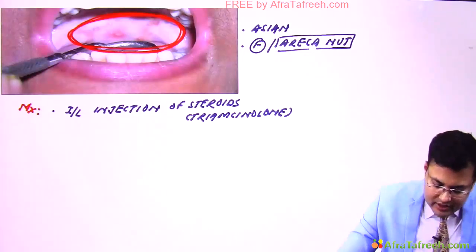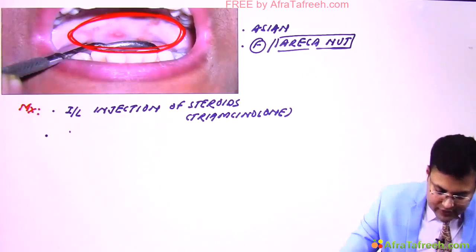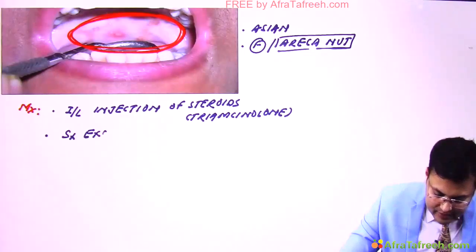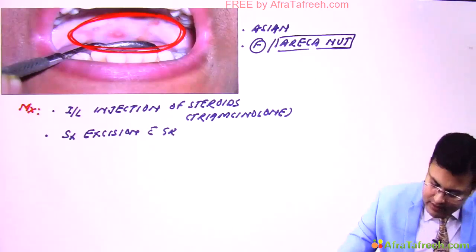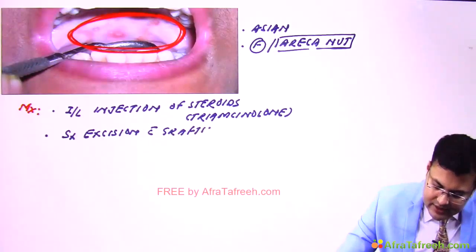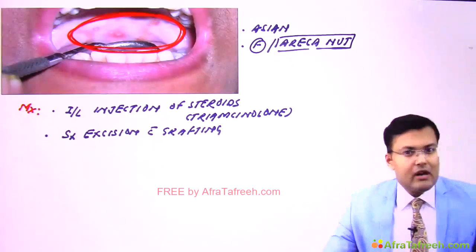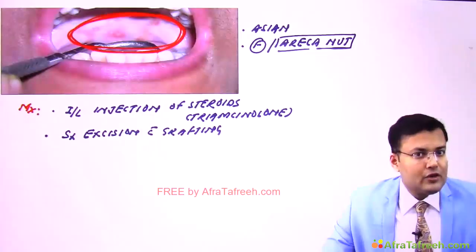Clear? And the alternative treatment is we can go for surgical excision with grafting. So this is how we manage oral submucous fibrosis.